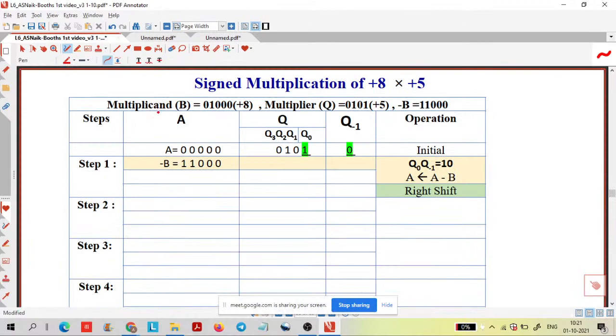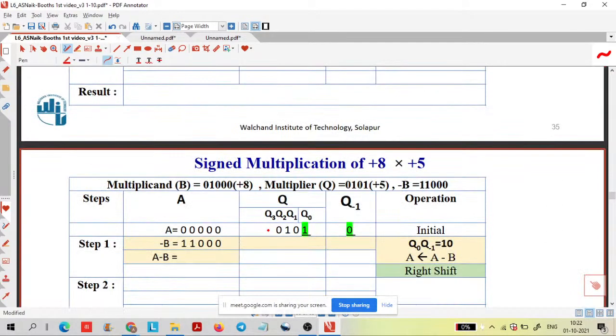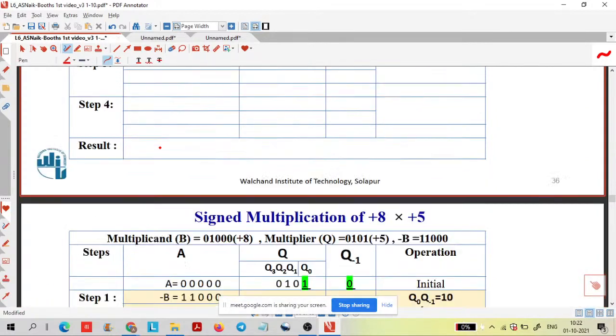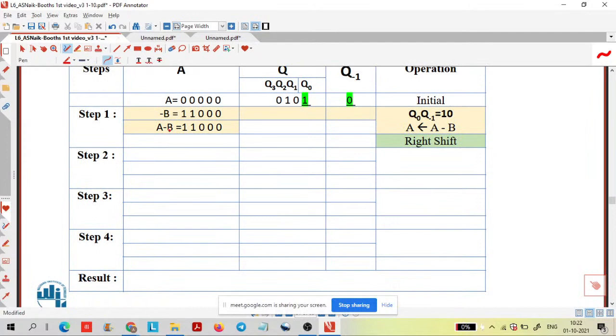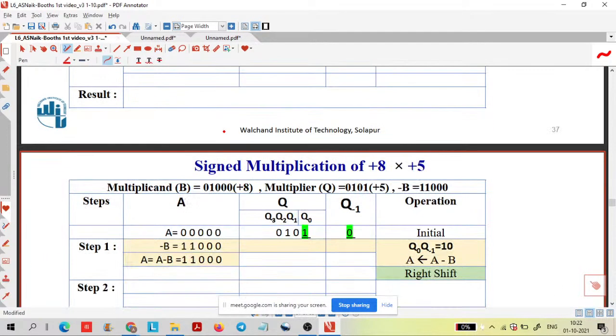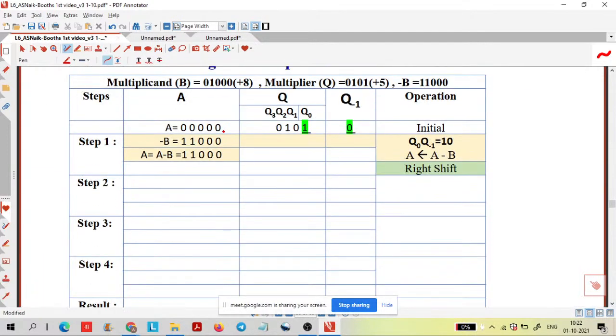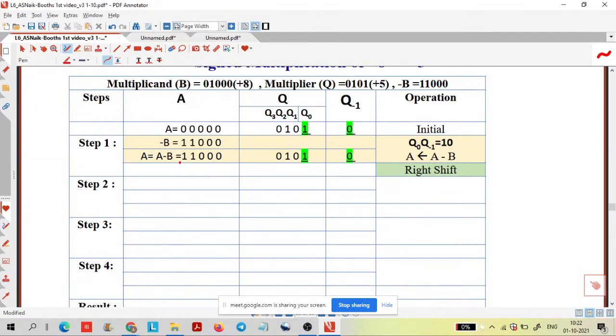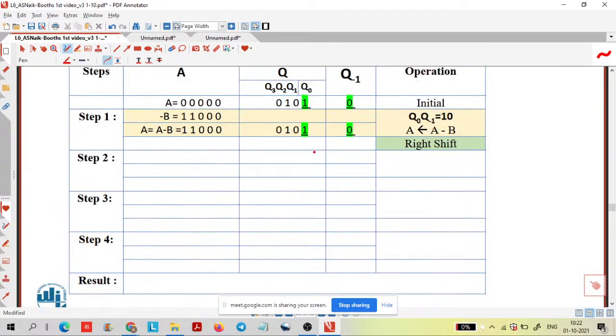Here this is the solution. Minus B means addition. Then A minus B: this is the A minus B step, you are performing the addition. Then this is the accumulator, which you are keeping as it is. The value that is here, you are keeping the same value here.